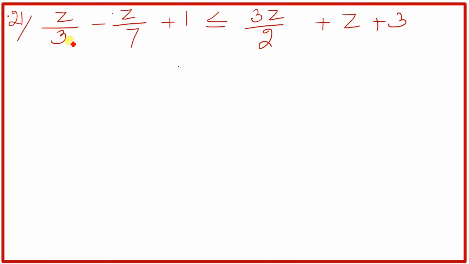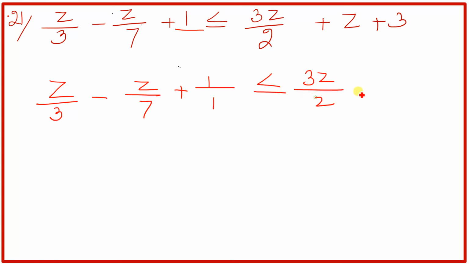One more question. z over 3 minus 7 over z plus 1 is less than or equal to 3z over 2 plus z plus 3. Here we have 6 terms: 1, 2, 3, 4, 5, 6. See, here we do not have any denominator. Okay, I will write it down one more time. z over 3 minus z over 7 plus, there is no denominator, it means 1, 3z over 2 plus z over 1 plus 3 over 1. We have to multiply all these 6 terms with a number, because we have to remove the fractions.